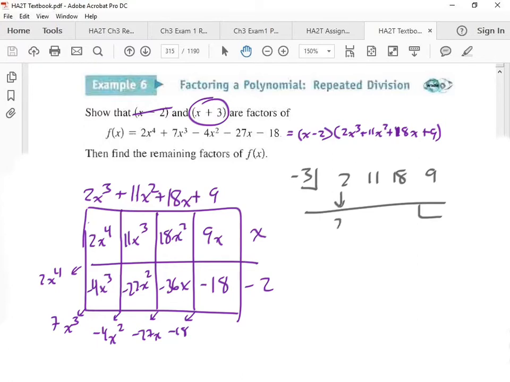We bring down the 2. Then we multiply it times -3. We get -6. -6 plus 11 is going to give you 5. 5 times -3 is -15. -15 plus 18 is 3. 3 times -3 is -9. And what do we get? 0. Oh, snappity whackity dackety.